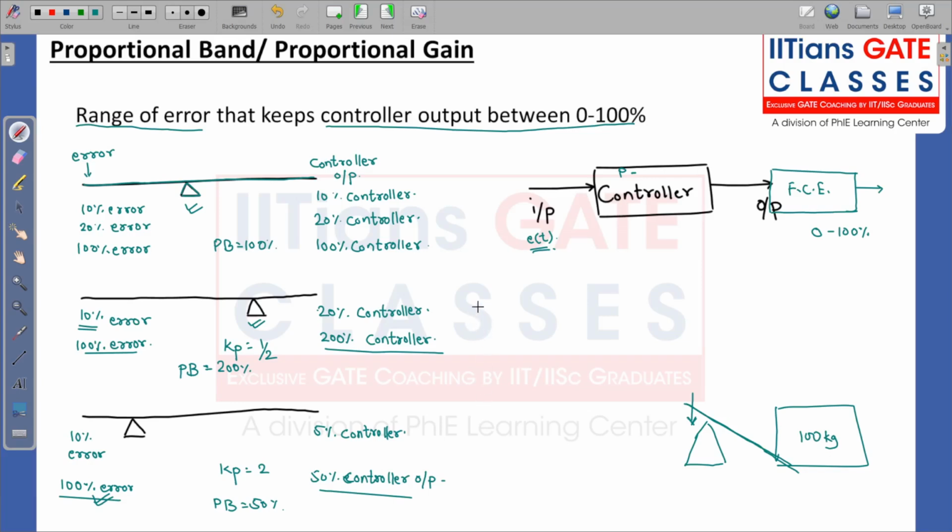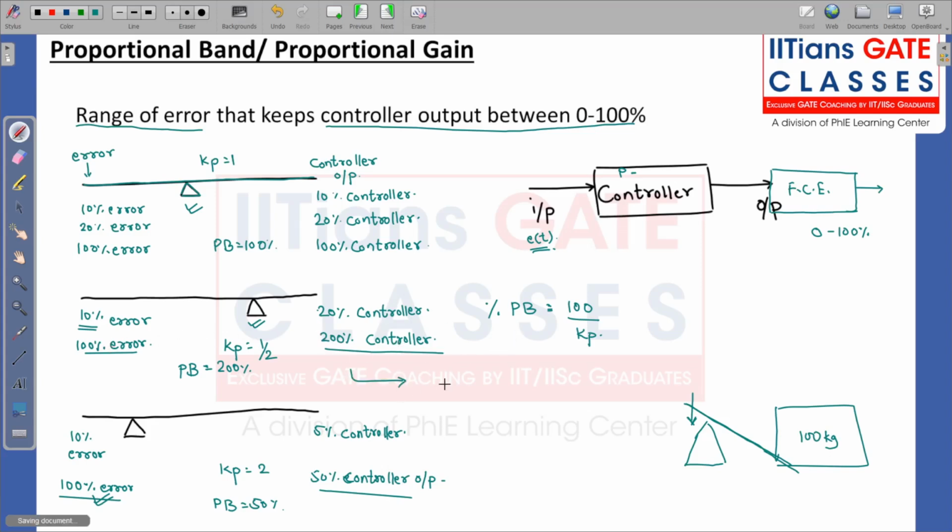So now my formula for percentage proportional band is equal to 100 by Kp. Here Kp is 1 because a 1:1 relationship is there. Here a 1:2 half relationship is there, which means 100% controller change is causing 200% error, or 200% controller change is causing 100% error.